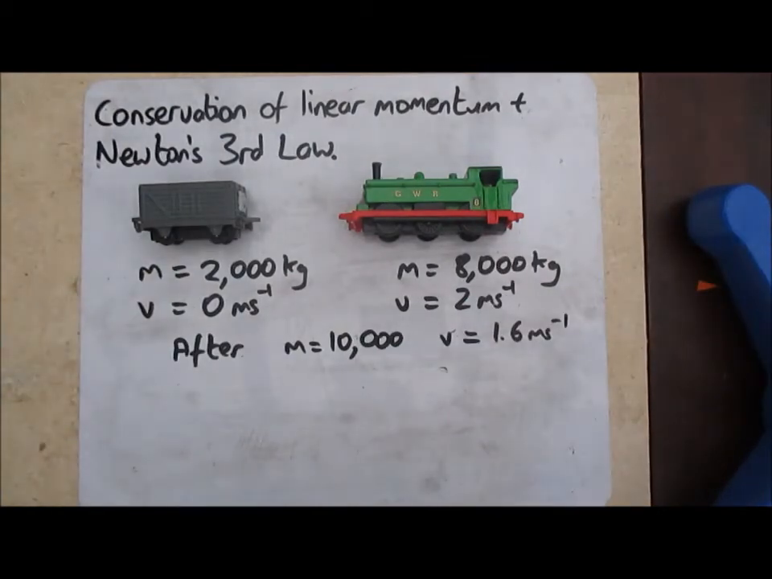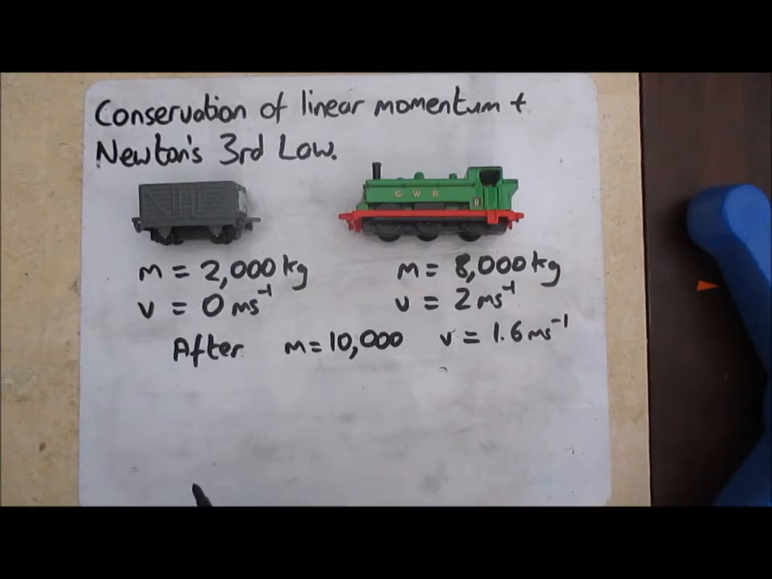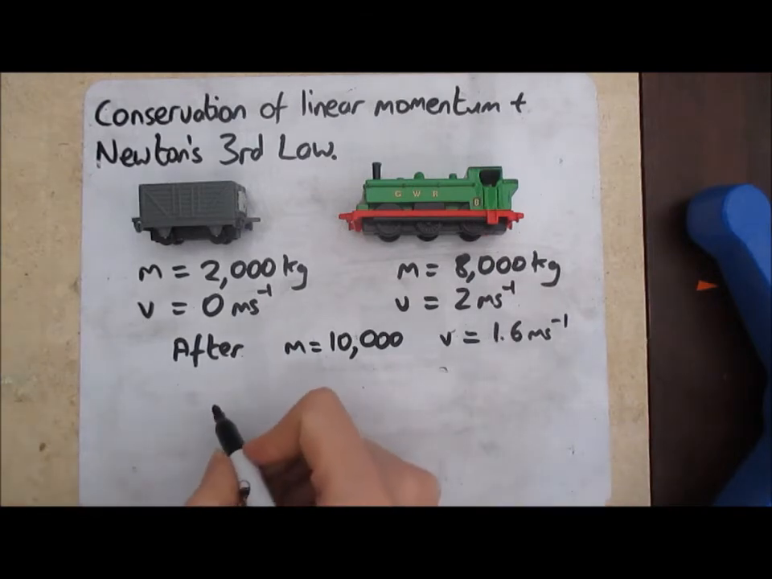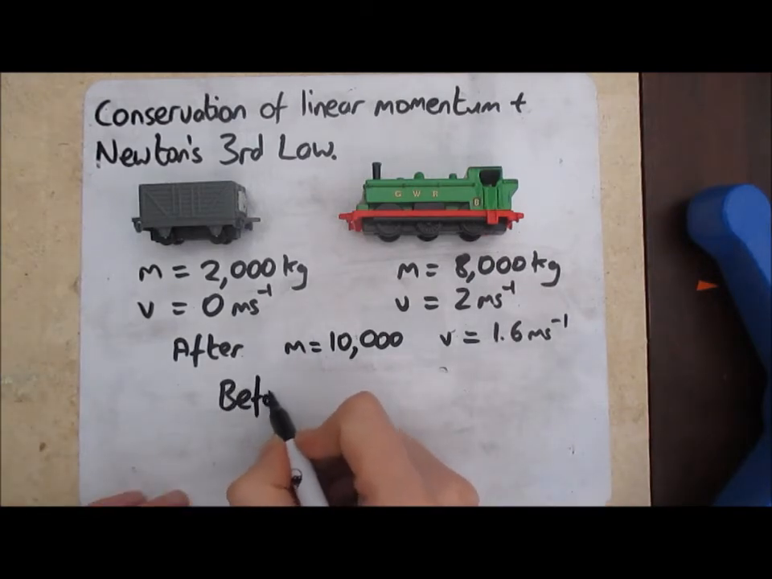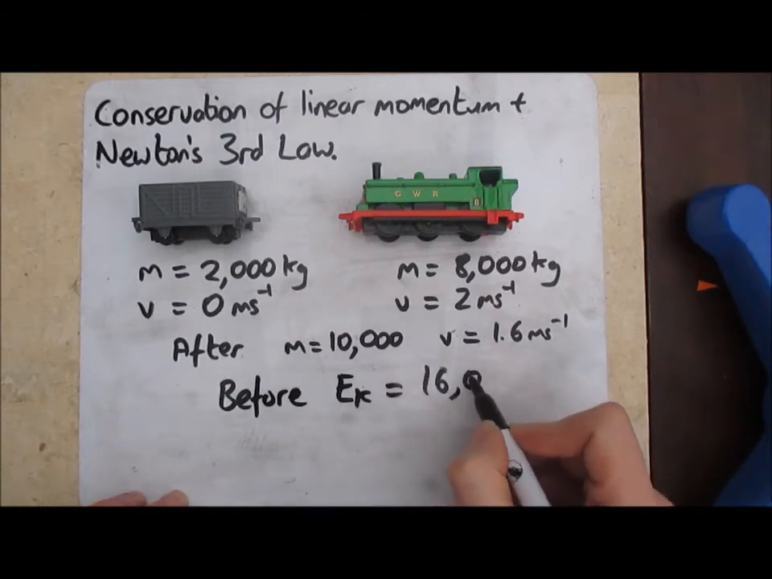It's quite interesting now to consider what's happened to the kinetic energy in this collision. Momentum has been completely conserved, as we'd expect from Newton's third law. If we look at the kinetic energy, well, before the collision, the kinetic energy of the truck was 0 because it wasn't moving. The kinetic energy of Duck, by half mv squared, so half times 8,000 times 2 squared, gives us 16,000 joules. So before, kinetic energy, 16,000 joules.